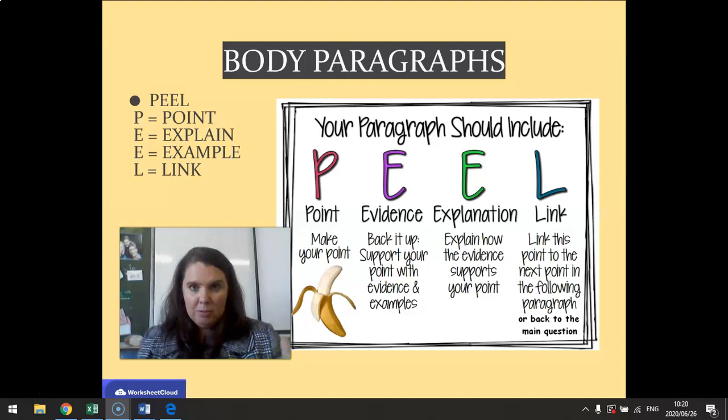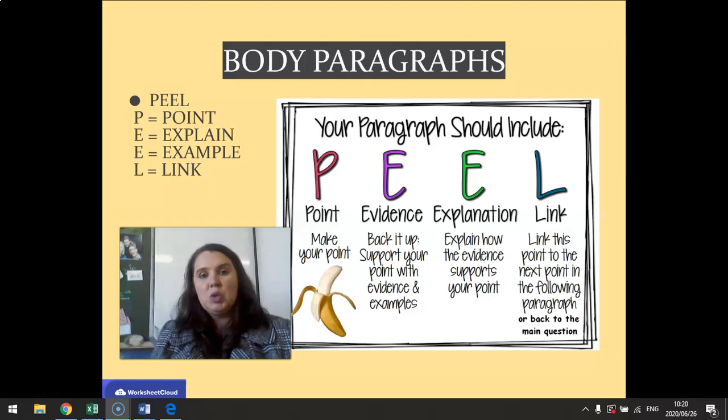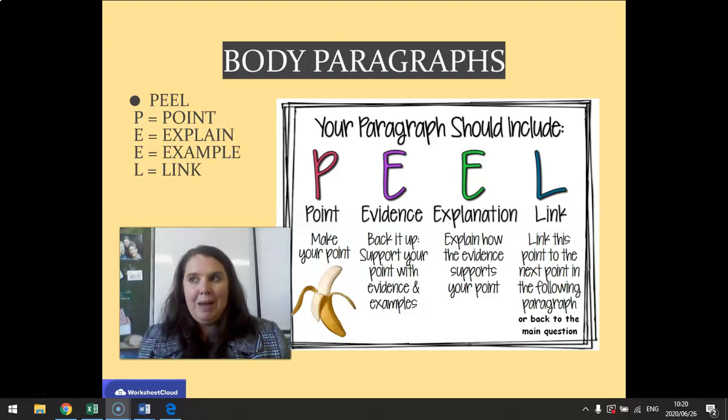Point, example, explain, link. You can also switch around your explain and example. It doesn't really matter because a lot of the time they work hand in hand, but it has to be there. All right, so if you start following this type of structure when it comes to argumentative or discursive, or later even your literature essays, you will never go wrong with the structure.